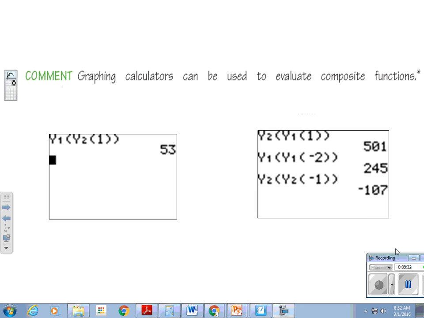You can use your graphing calculator to do composite functions. I have never used my graphing calculator to do a composite function. I tend to just do it on my own, but you guys are more than welcome. If you put one function into y1 and one function into y2, and then set up your parentheses as such, you can do composite functions on your calculator.